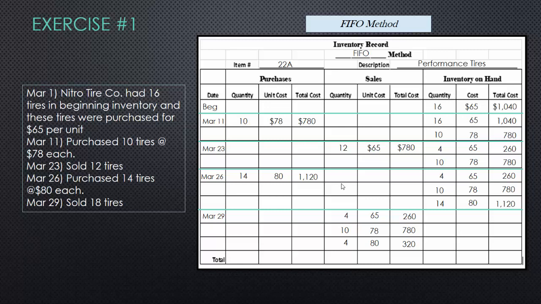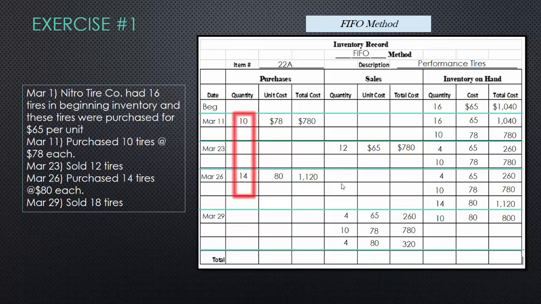So we sold 18 tires, but we sold those 18 tires from 3 different layers of inventory, meaning we have 3 different unit costs. All that we're going to have left at the end of the period then, since we sold all of our $65 units and all of our $78 units, is the 10 $80 units with a total cost of $800.